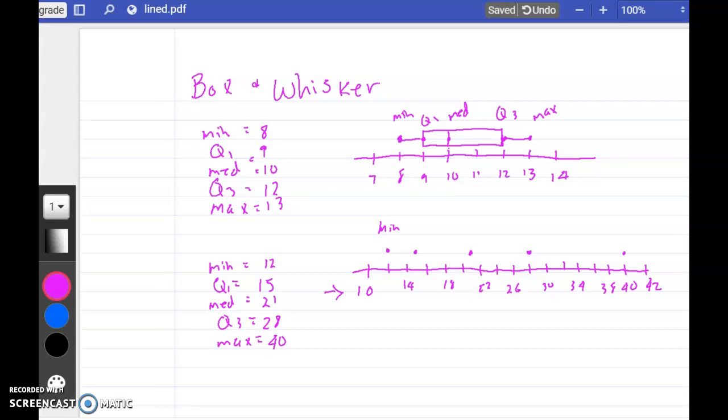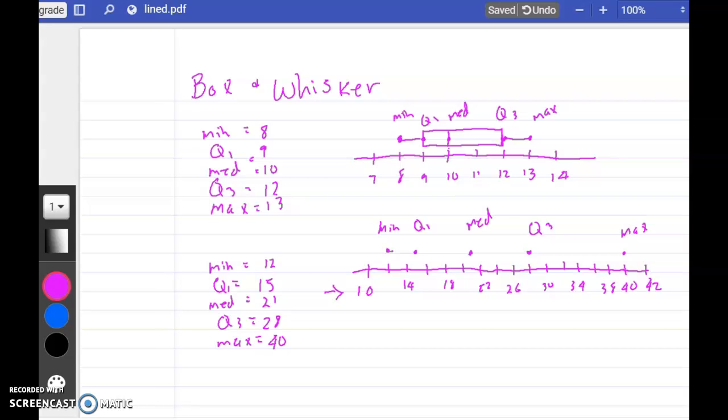Let me go back and label these. Q3, median, and Q1. And I will also take off points if you don't have the minimum, Q1, median, Q3, and max. And this is, of course, when you are solving these on a quiz or work that's being turned in.